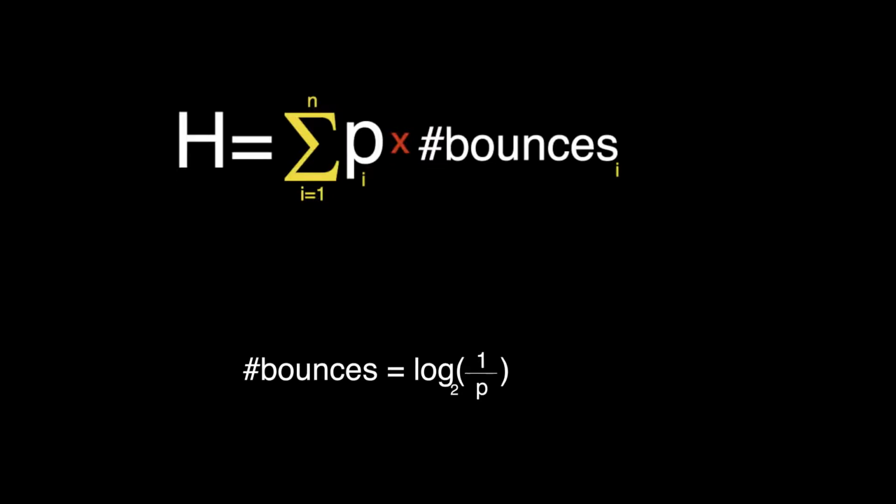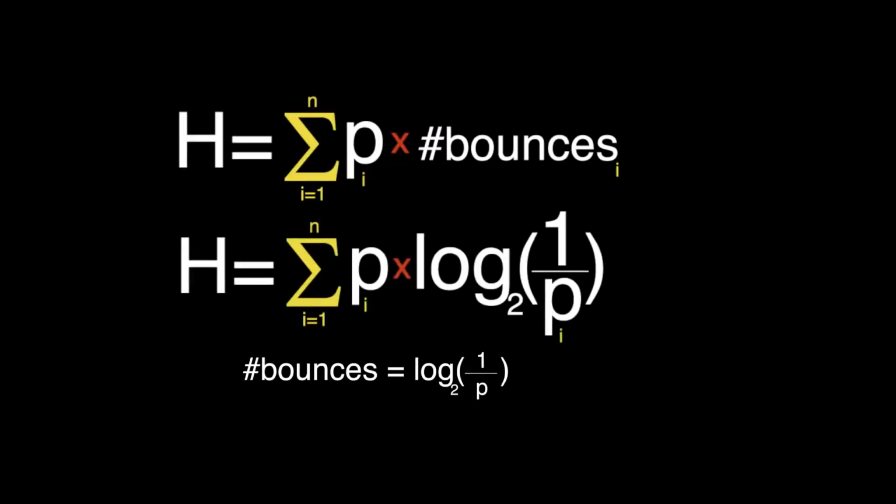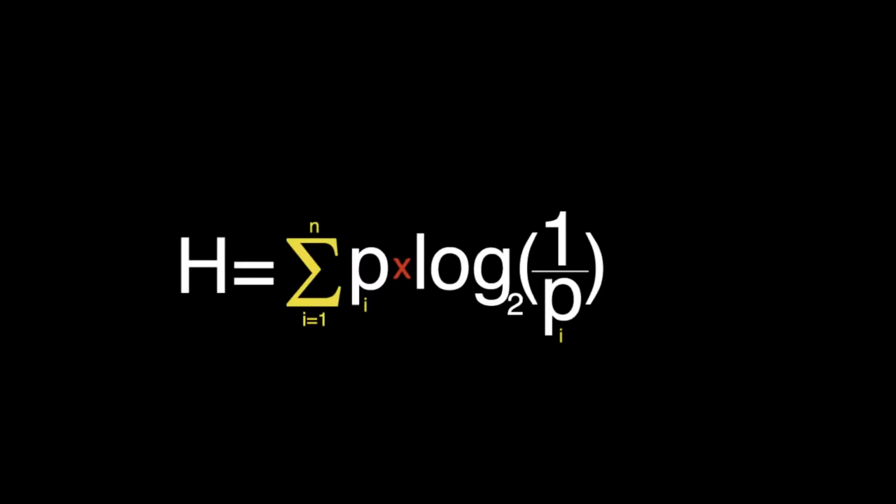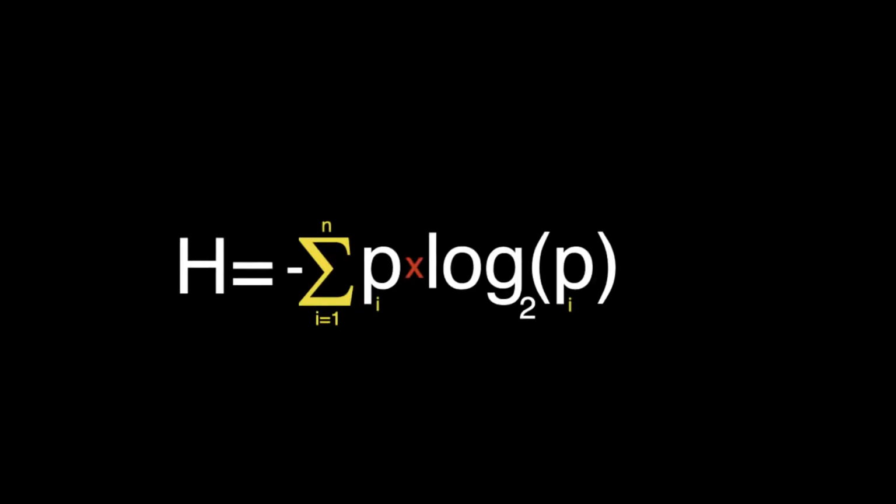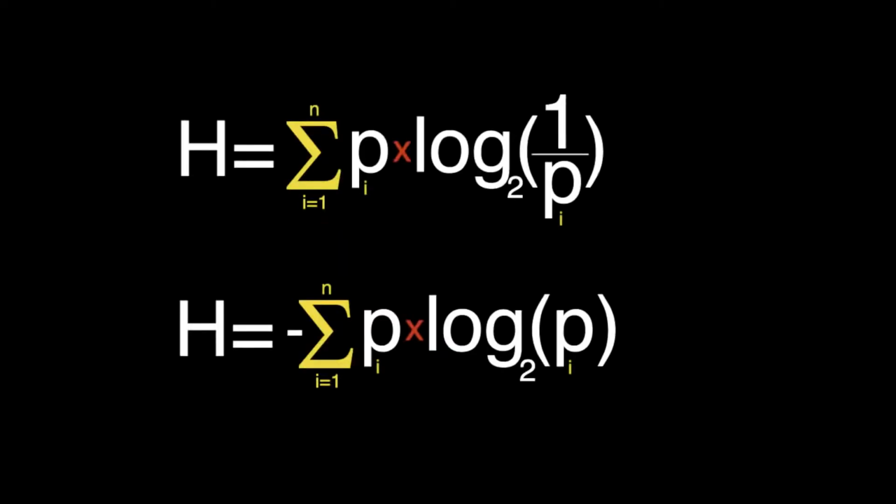which gives us our final equation. Entropy, or H, is the summation for each symbol of the probability of that symbol times the logarithm base 2 of 1 over the probability of that symbol. And Shannon writes this slightly different, which just inverts the expression inside the logarithm, which causes us to add a negative, though both formulas give the same result.